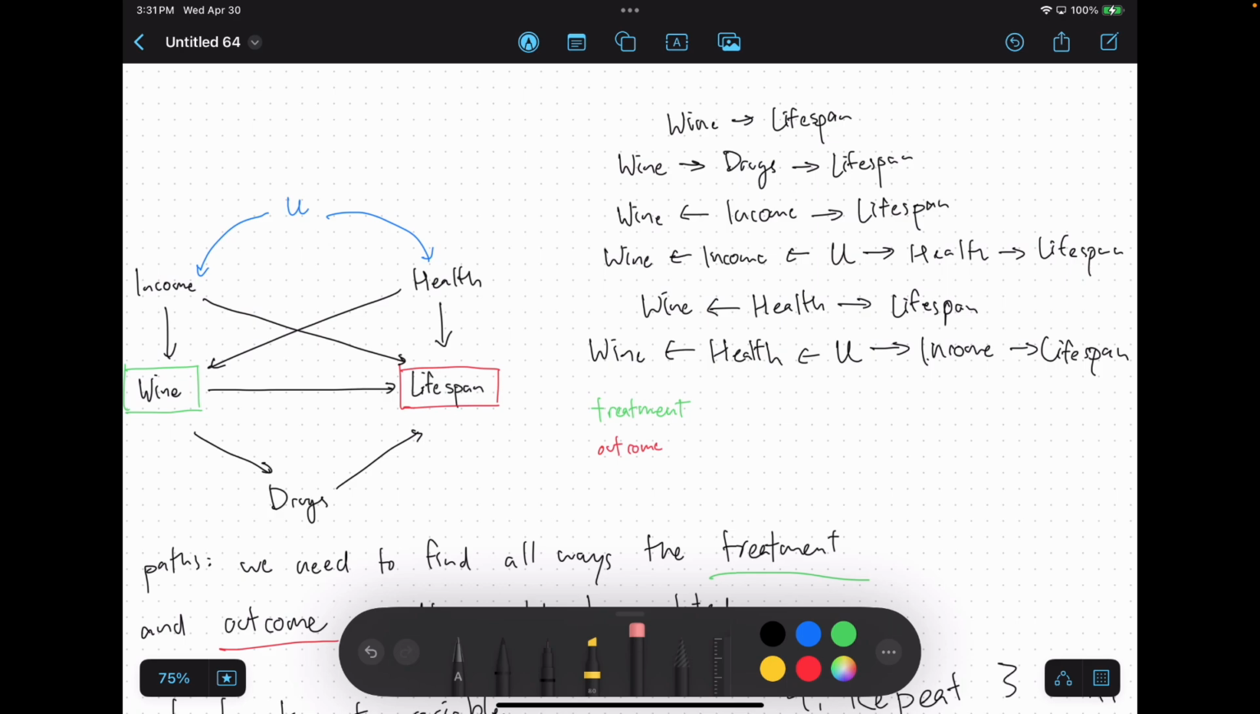Yes? Does that mean they're linked by causation or correlation?